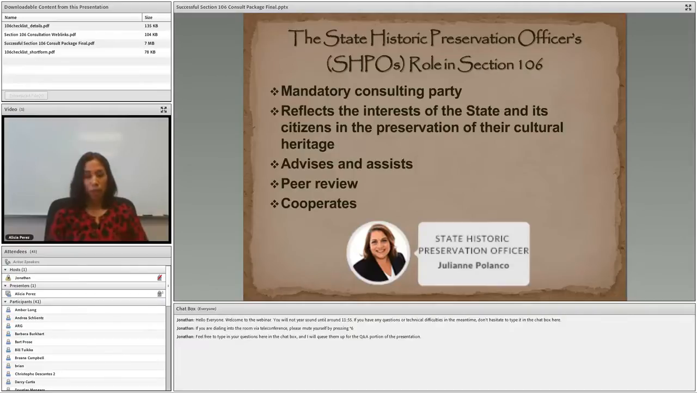The SHPO advises and assists federal agencies in carrying out their Section 106 responsibilities, and they also provide peer review of federal agency documentation. Most importantly, they cooperate with agencies, local governments, and organizations to ensure that historic properties are taken into consideration at all levels of planning and development.